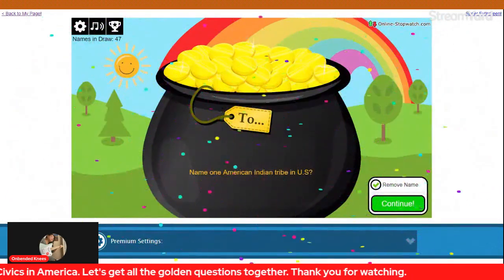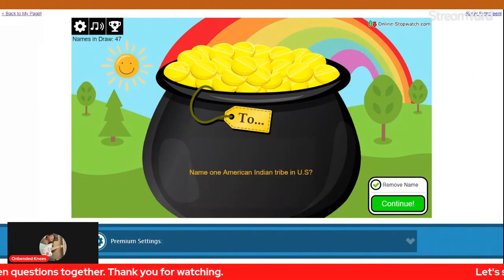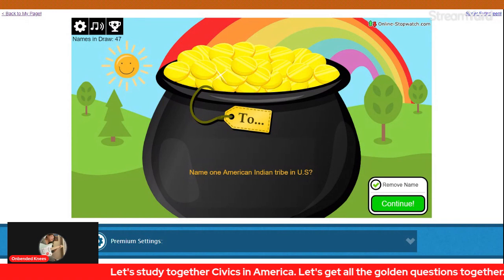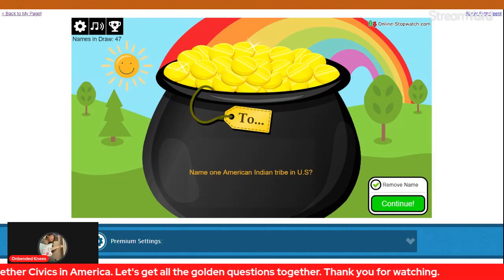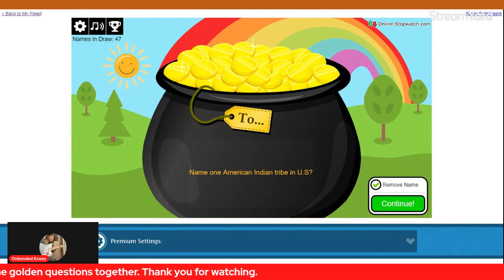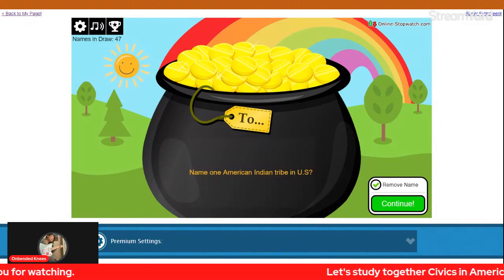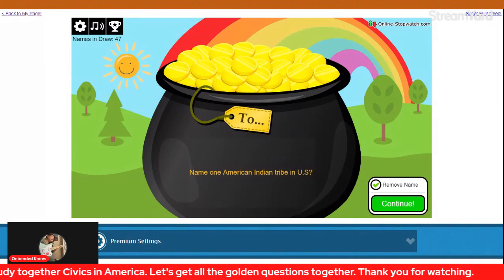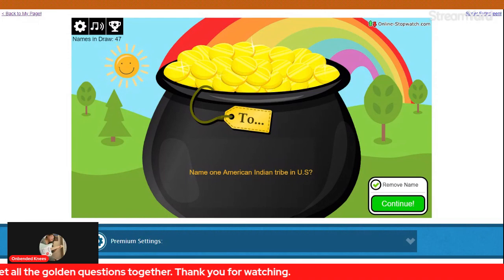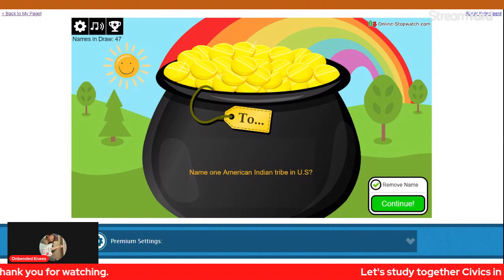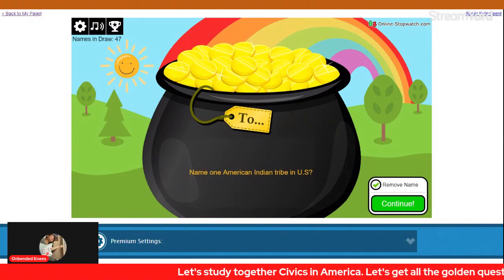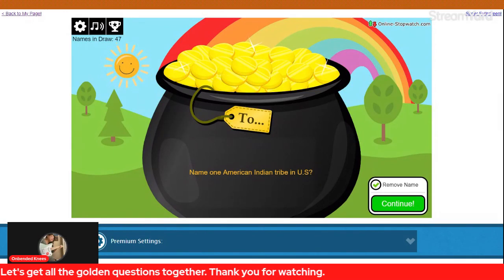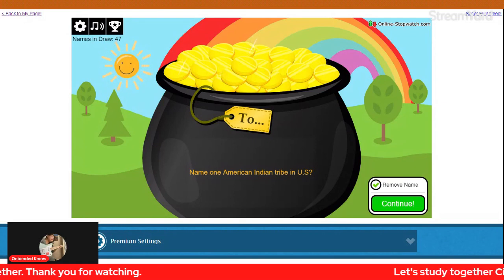Next is one American Indian tribe in the US. There are a lot of tribes. Cherokee, Navajo, Sioux, Chippewa, Pueblo, Apache, Creek, Blackfeet, Cheyenne, Arawak, Shawnee, Mohican, Huron, Oneida, Choctaw. I don't know if I pronounce it right. Lakota, Crow, Teton, Hopi, Inuit. There are a lot of tribes.